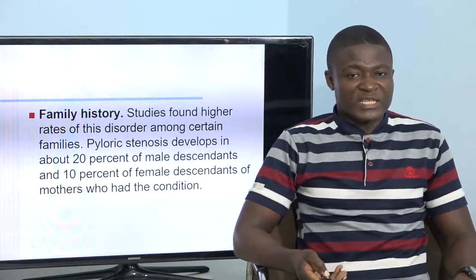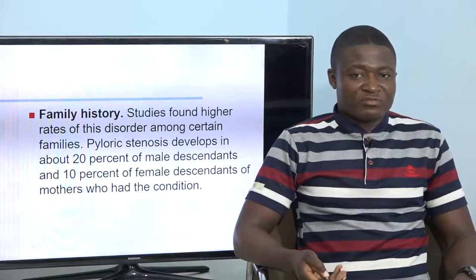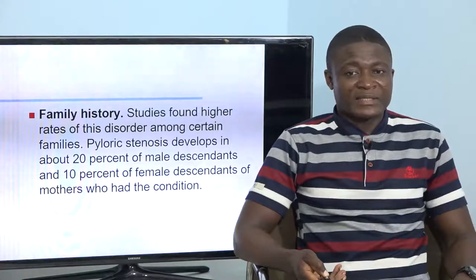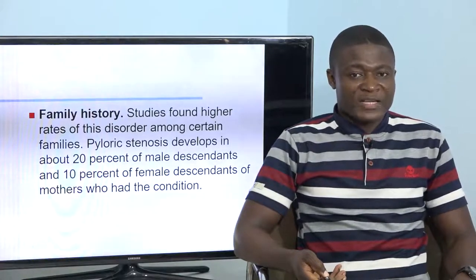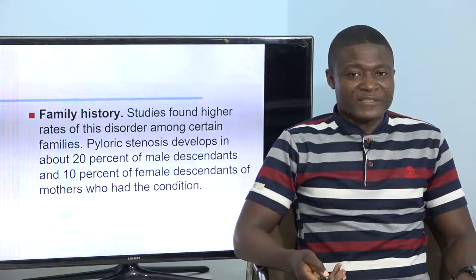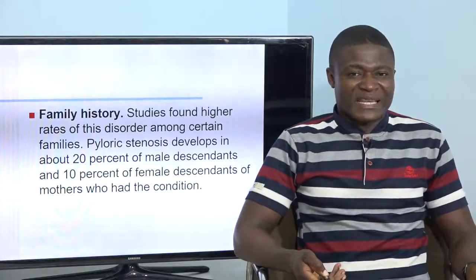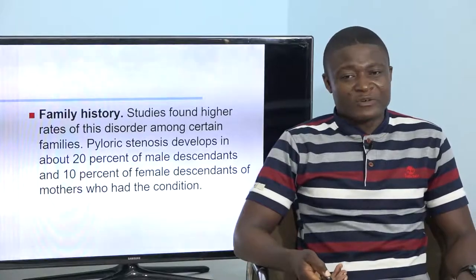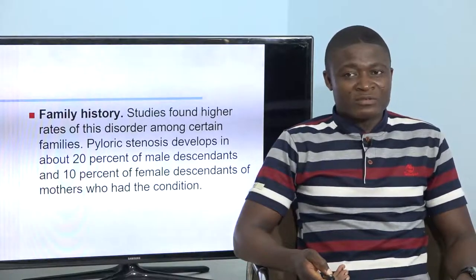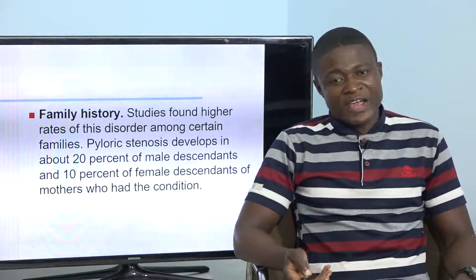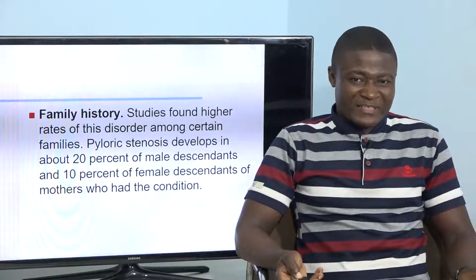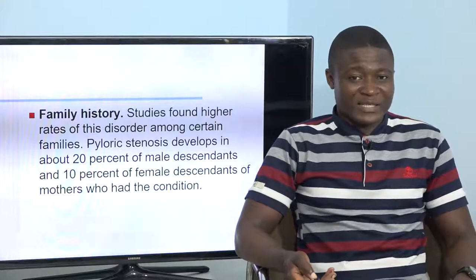Then family history or genetic predisposition. Studies have found higher rates of this disorder among certain families. Pyloric stenosis develops in about 20% of male descendants and 10% of female descendants of mothers who had the condition. So let's say a mother had pyloric stenosis when she was a child, and then later gave birth to, say, 10 children, five boys and five girls. So 20% of the boys stand a higher chance of developing pyloric stenosis, whereas about 10% of the girls stand a higher chance of developing it. So that's what we are saying.